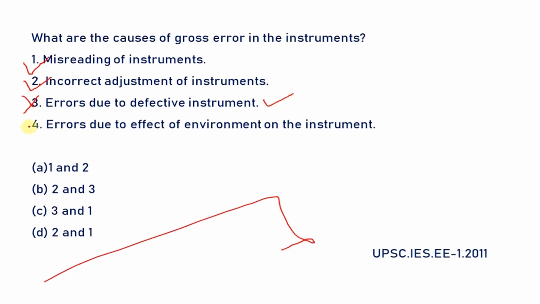The fourth option is also not the gross error. The option given is the error due to effect of environment on the instrument. This is called the environmental error, not the gross error. So the answer will be 1 and 2.